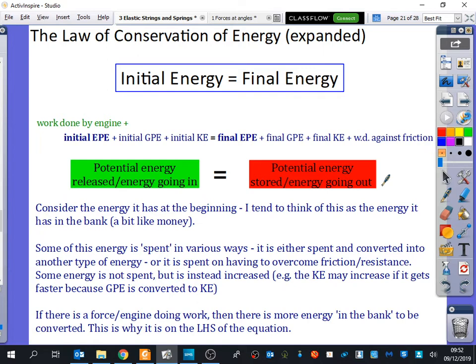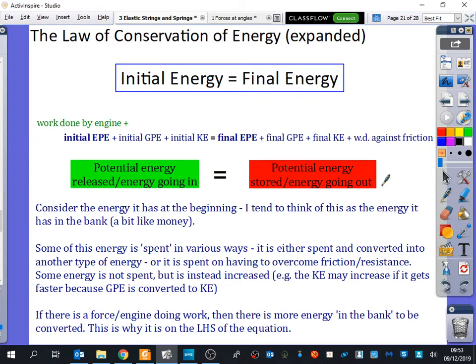I still think the best way of thinking about this is what I've written in blue here. Consider the energy that it has at the beginning, and I tend to think of this as the energy it has in the bank, a bit like money. What energy does it actually have in its reserves? Some of this energy is spent in various ways. It is either spent and converted into another type of energy, or it is spent on having to overcome friction or resistance. Some energy is not spent, but is instead increased. E.g., the kinetic energy may increase if it gets faster because the gravitational potential energy is converted to kinetic energy.